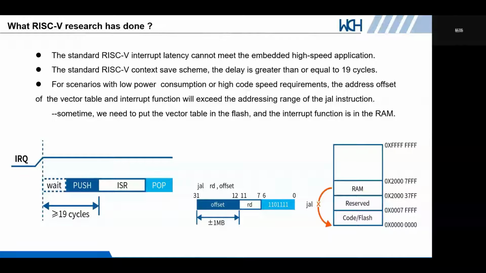If the interrupt processing function is placed in RAM, the interrupt vector table is placed in flash. When an interrupt occurs, the interrupt number is judged through the unified entry management method, and the interrupt vector in the flash is entered to find the interrupt processing function address, and the JAL instruction is used to jump. But the jump range of the instruction is plus or minus 1 megabyte, which far exceeds the addressing range of JAL in most storage structures.